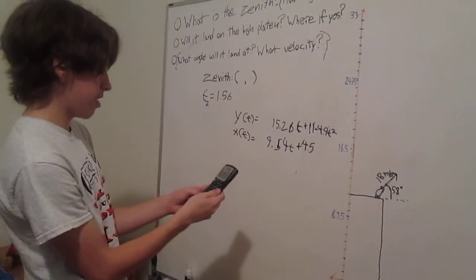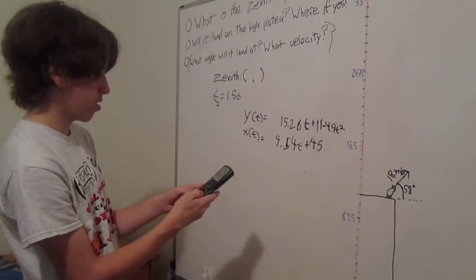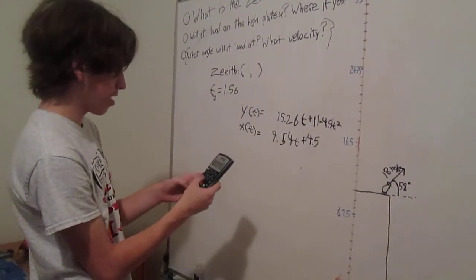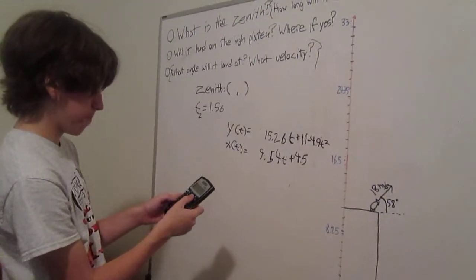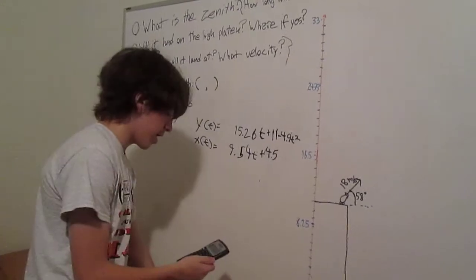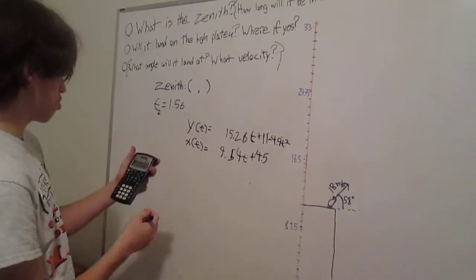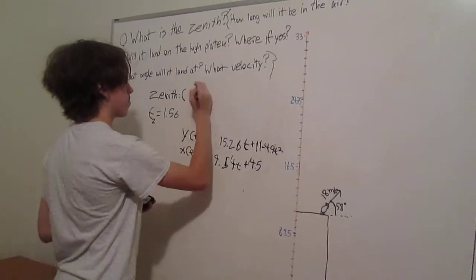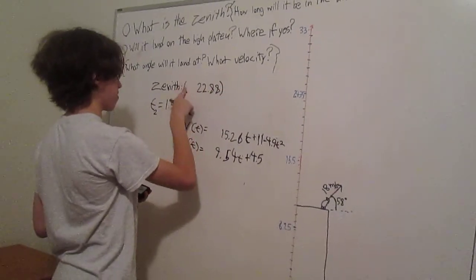So, 15.26 times 1.56 plus 11 minus 4.9 times 1.56 squared, right? Okay, let's find what this is. So our y at this point, when we reach our zenith, should be, it's a little large, 22.88. So that's 22.88, and I'm worried about our x fitting here.